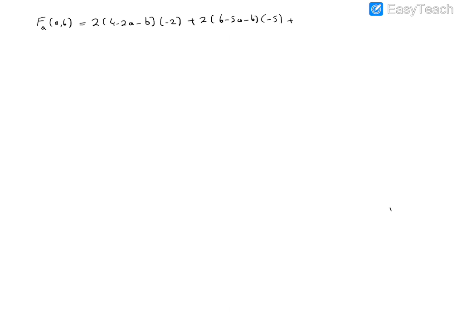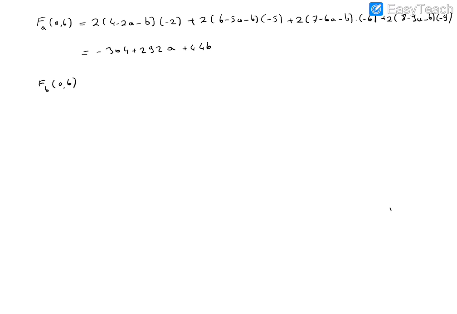2 times (7 − 6a − b) times −6, and 2 times (8 − 9a − b) times −9. If you make some arrangement on that, you will find −304 + 292a + 44b. Okay, that is the partial derivative of f with respect to a.